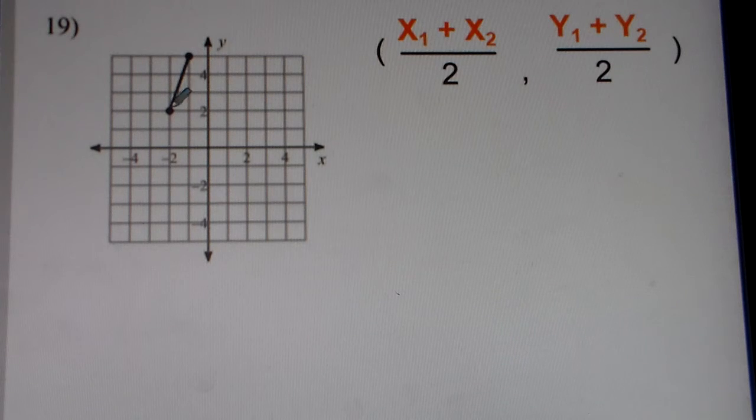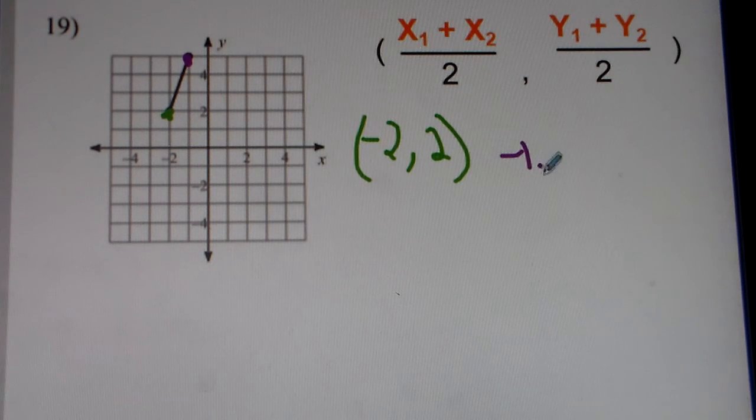Now 19 is the same concept. Now you have to first find the endpoints. So number 19 is negative 2, comma 2. Those guys is that coordinate, that green coordinate right here. The purple coordinate is negative 1, 5. Now that you got the two coordinates, then you find the midpoint of those two coordinates.